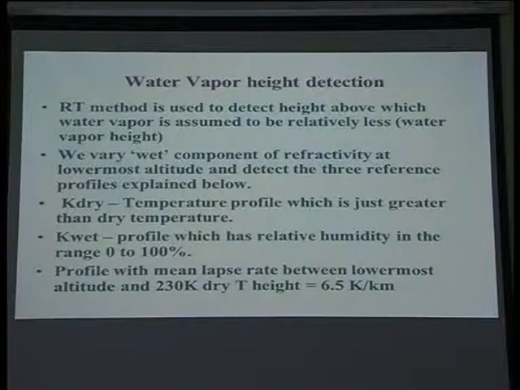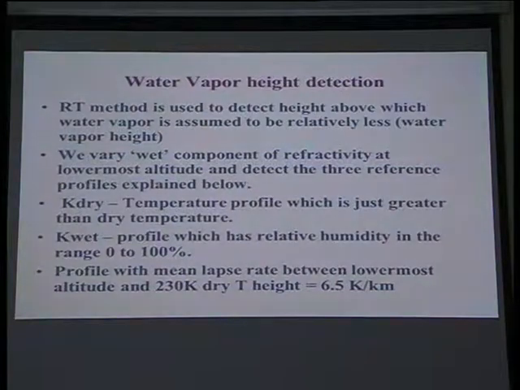So next, can we detect the water vapor point height below 230 Kelvin whenever the atmosphere is dry, automatically without using any input? For this I used the refined temperature method. In this case, I varied the wet component of refractivity in the lowermost altitude and detect the 3 reference profiles that are explained below. First, when we vary the wet component of refractivity and solve it using the refined temperature technique, we get one temperature profile which is just greater than the dry temperature, that I denote as K dry.